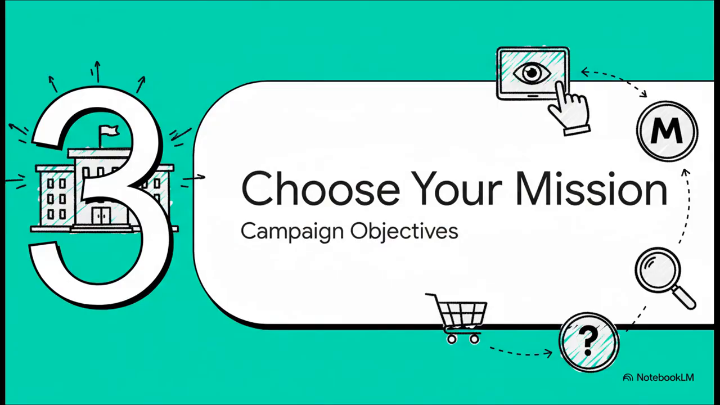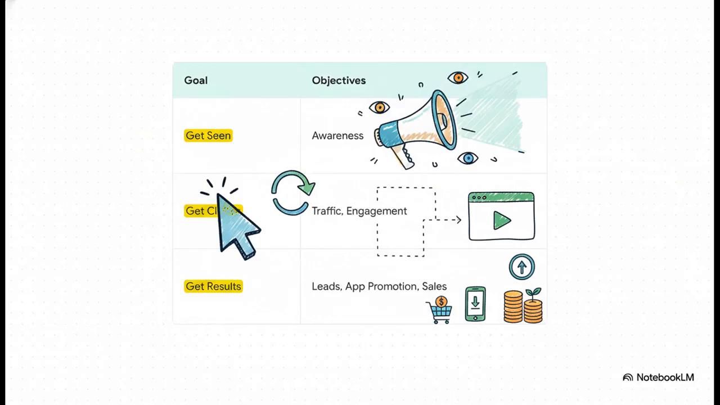Okay, your headquarters is built. So what's next? Now it's time to decide on your mission. See, you can't just tell Meta, hey, run an ad for me. You have to be specific. You have to give it a mission. And in the world of Meta ads, they call this a campaign objective. Now, Meta will throw a ton of options at you here, and it can be super confusing. So let's just simplify it.